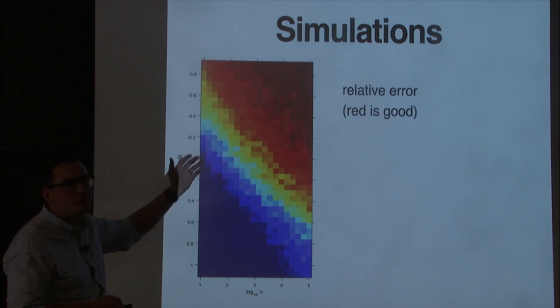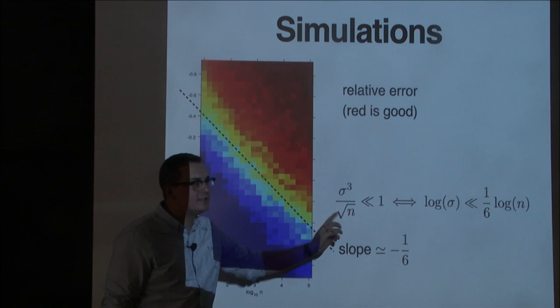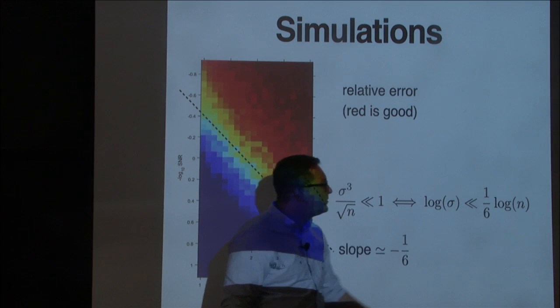And so this is a log-log plot. So let's see what we're seeing. We should have relative error, which is good, when sigma cubed over root n is very small. If I take the log, this is telling me that I want log sigma to be much smaller than 1 over 6 times log n.